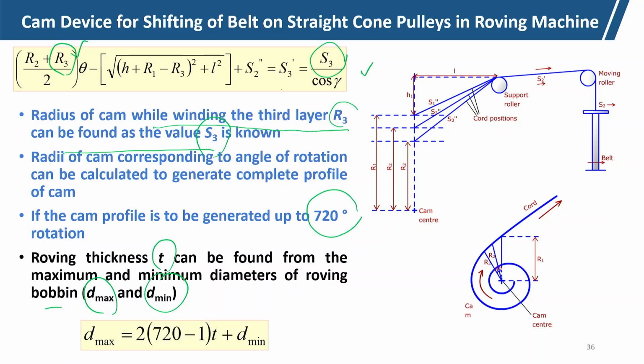By this formula, if we know the maximum diameter of roving and minimum diameter of roving and the number of layers, since we are designing the cam profile for 720 degrees, the number of layers will be 720. So, m will be 720. Here we can calculate the T value, what will be the thickness of roving for this type of design.